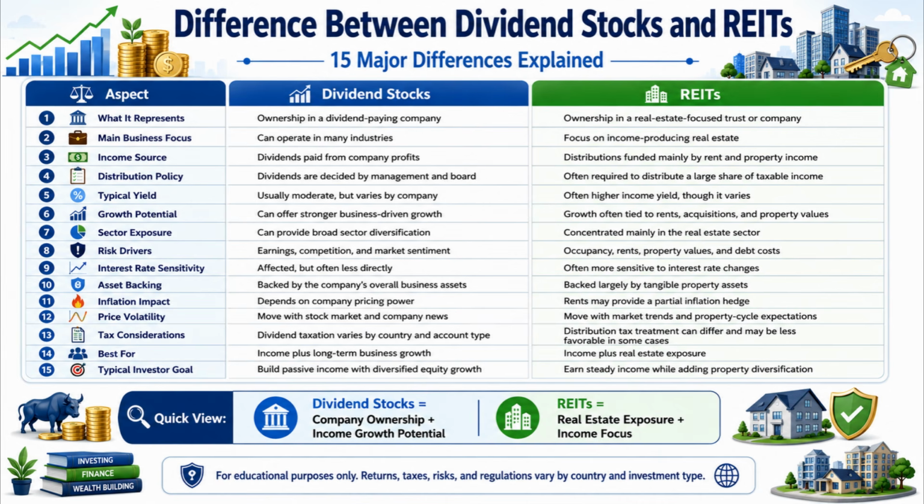Number 14. Dividend stocks are best for investors seeking income plus long-term business growth, whereas REITs are best for investors seeking income plus real estate exposure. Number 15. The typical goal of dividend stock investors is to build passive income with diversified equity growth, whereas the typical goal of REIT investors is to earn steady income while adding property diversification.